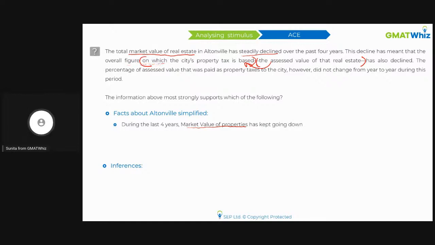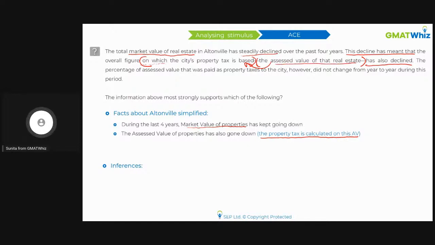It means that the assessed value of properties, which has already gone down, has also declined. So assessed value has already gone down, and the property tax is calculated on this assessed value. I'm simplifying information. Once again, my sentence starts by saying that this decline in market value has meant that the assessed value of that real estate has also declined.